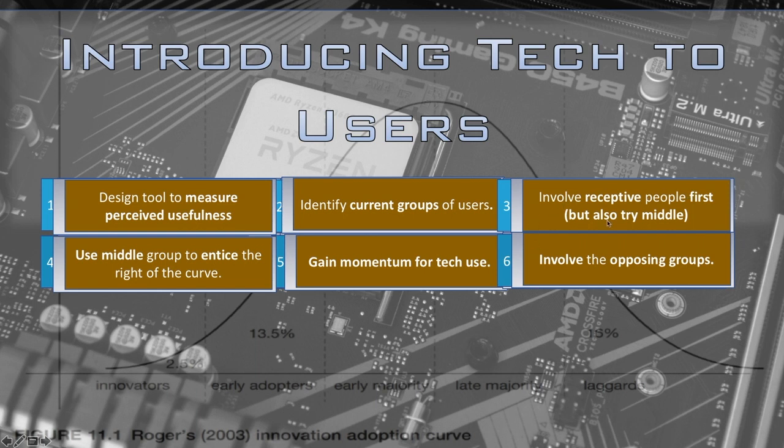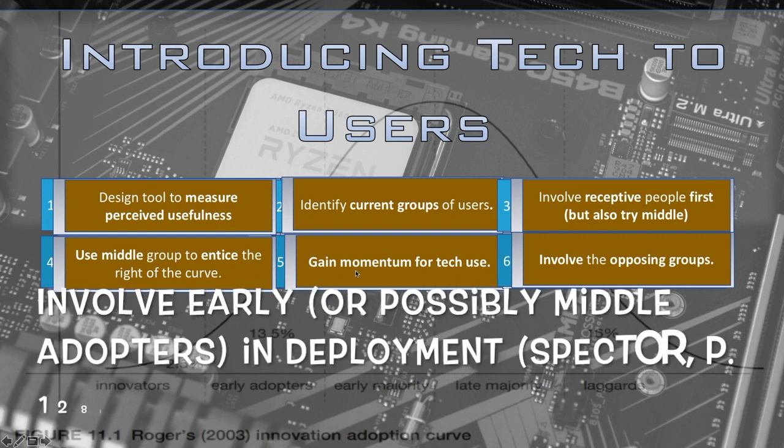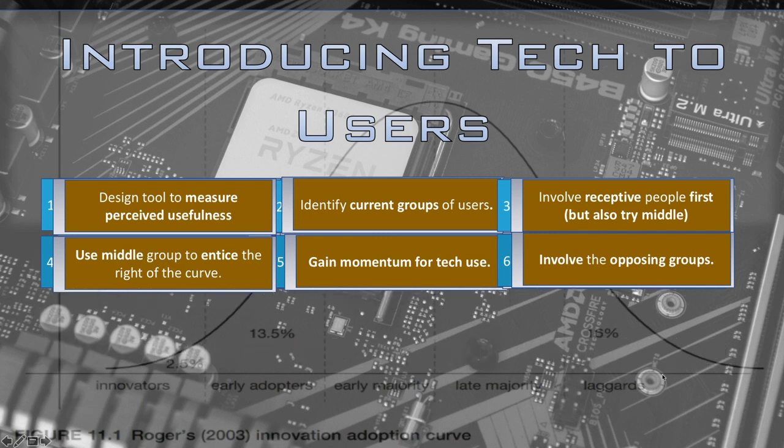Involve receptive people first, but also try the middle. The author even mentions, so Spector even says that, I don't know if it's backed up by research or not, he didn't quote anybody, but he said that it would be helpful to include the middle, use the middle group to entice the right side of the curve. Gain momentum for tech use. So this could have been done at any of the steps, but gain a lot of momentum definitely before involving the laggards and the late majority.